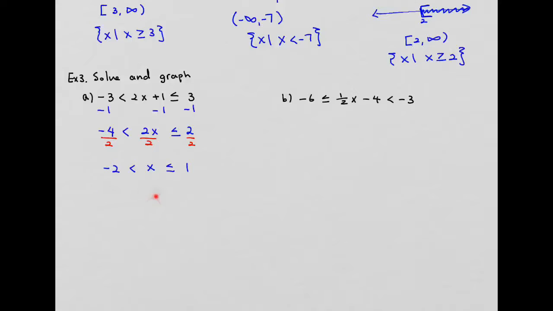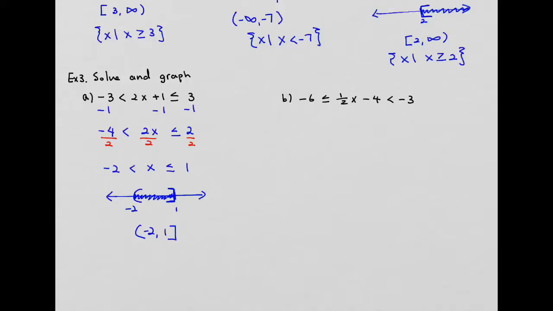And your graph should be smaller number on the left side, larger number on the right side. X is between, right? And -2 is not included. 1 is included. Right. Let's look at another one.